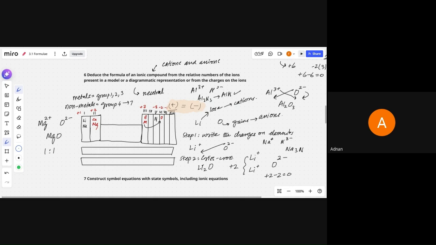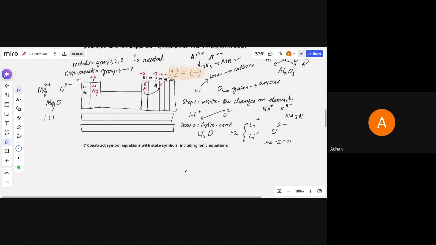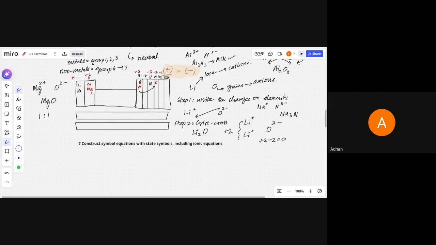Now we move on to the next one, subtopic 7, which states: construct symbol equations with state symbols including ionic equations. I already talked about symbol equations with state symbols in the previous topic in this lesson. But let us do a few examples again, and then we will mainly focus on ionic equations. What are ionic equations? Let's do the symbol equation first.